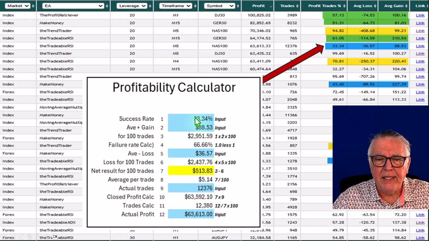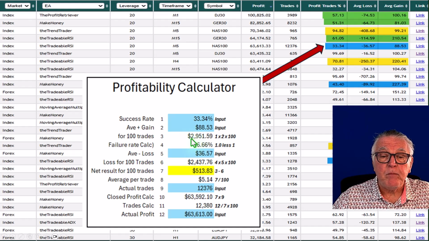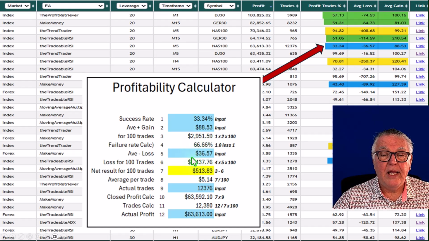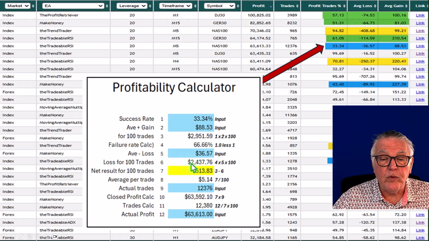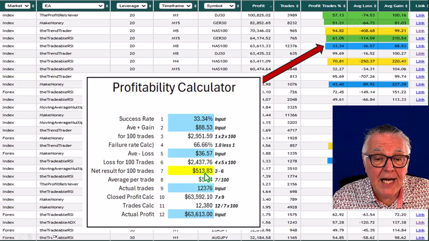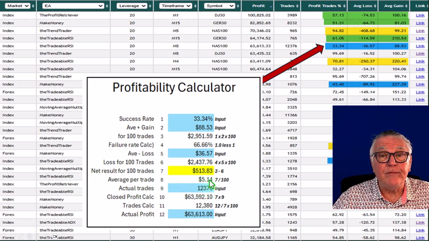And again, let's input that. So 33% of the trades are positive. You make $88 on every successful trade, and that reverts to $2,900. Now, your negative trades are 66%, and you lose $36.57 on every trade. Therefore, your total losses for 100 transactions is that amount, and if you subtract the two, then you are still positive, really nicely positive, and your average trade is therefore $5.